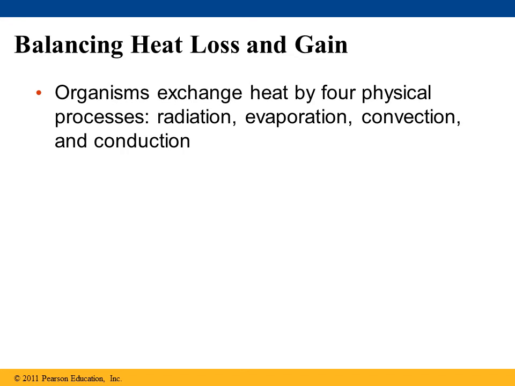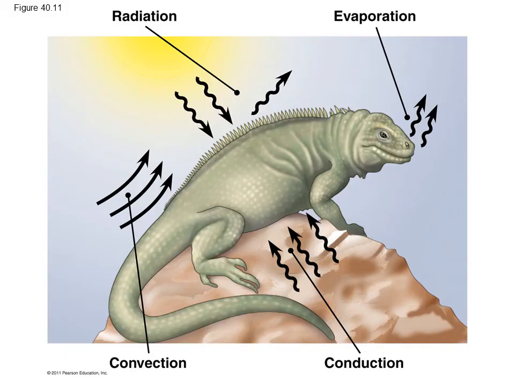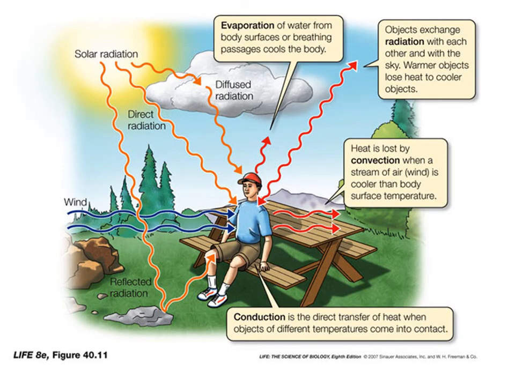In order to balance heat loss and gain, organisms exchange heat by four physical processes: radiation, evaporation, convection, and conduction. Here's figure 40.11, which shows the four heat exchange processes that occur between the organism and its environment. This figure here explains each type of heat exchange. Now, if you're not familiar with these concepts, please review them or speak to me at a later time.